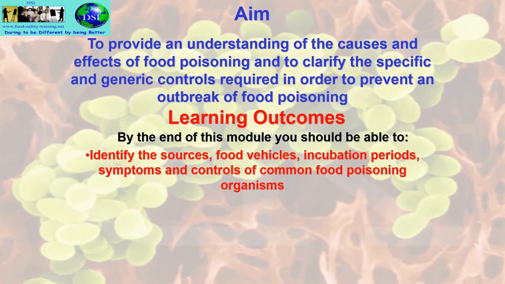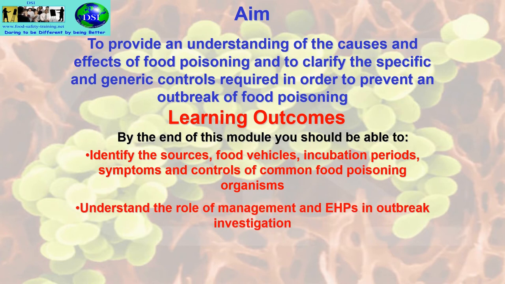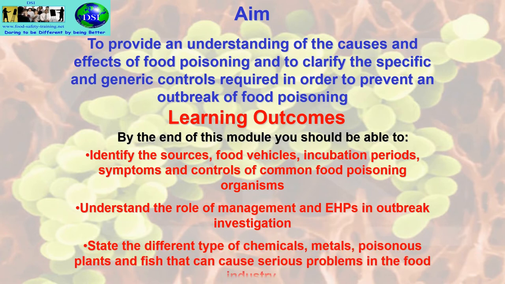Now, with all these learning outcomes, these really are the potential questions that you're going to get in the exam. So if just looking at that one, you'll need to be aware of the sources, food vehicles, incubation periods, etc., of these common food poison organisms. There's only a handful, but still it is a lot of information to take on board. Understand the role of management and environmental health practitioners, what we used to call environmental health officers, in outbreak investigation, and state the different types of chemicals, poisonous plants, metals and fish that can cause serious problems in the food industry.